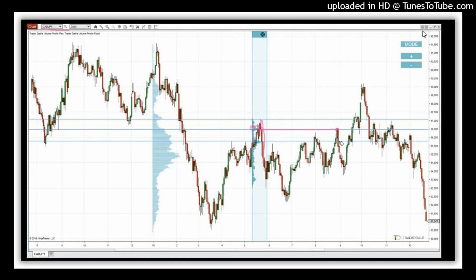So this was the short. The stop loss was above this swing point, and in here there was the take profit. Right there was the reaction to the short. I was able to take the profit within just 2 days.